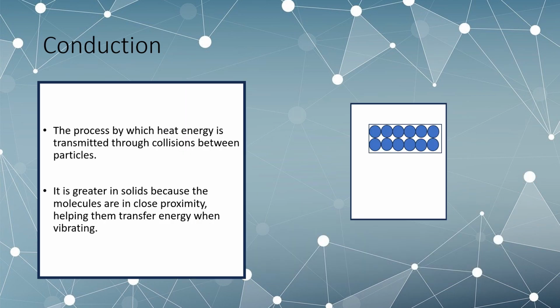Conduction is the transfer of heat from one molecule or particle to another by direct contact. This contact occurs through collisions between the particles. It is greater in solids because the molecules are much closer together in a solid, helping them transfer energy when vibrating due to heat that has been put onto the particles. You can see this in the diagram to the right. As we apply a heat source to the left, the particles begin to vibrate, and they transfer that heat to the particles surrounding them.